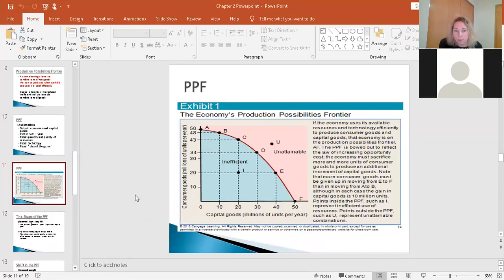So economies typically don't operate at A or F, because our combination of resources helps drive us to that perfect point, as close to our PPF as we can possibly get. What resources do you think an economy might have that would be better suited towards the production of consumer goods?